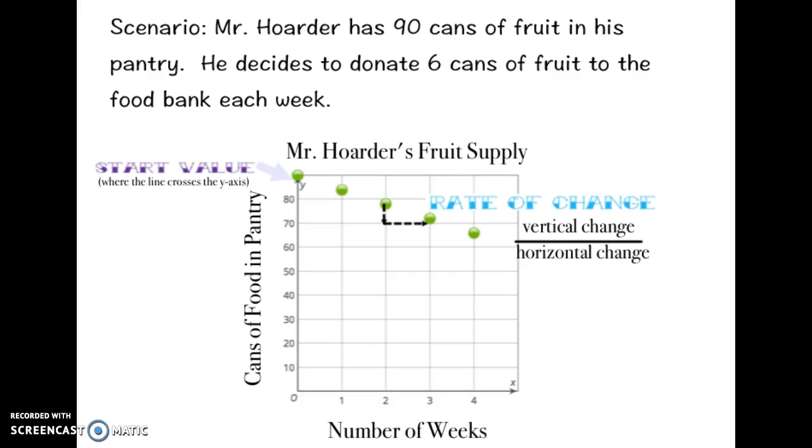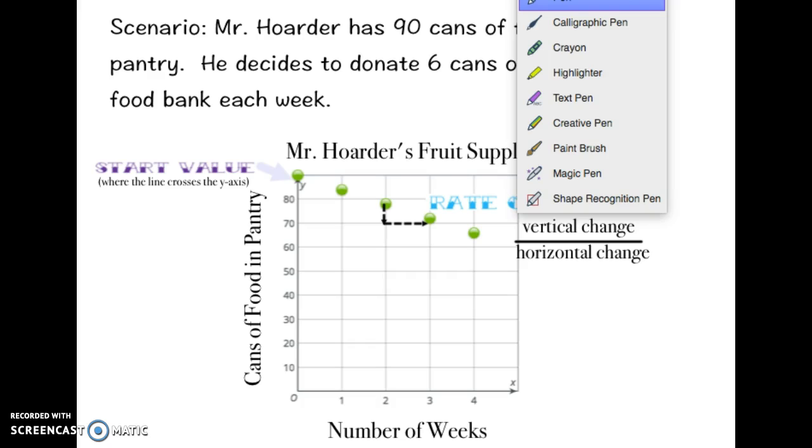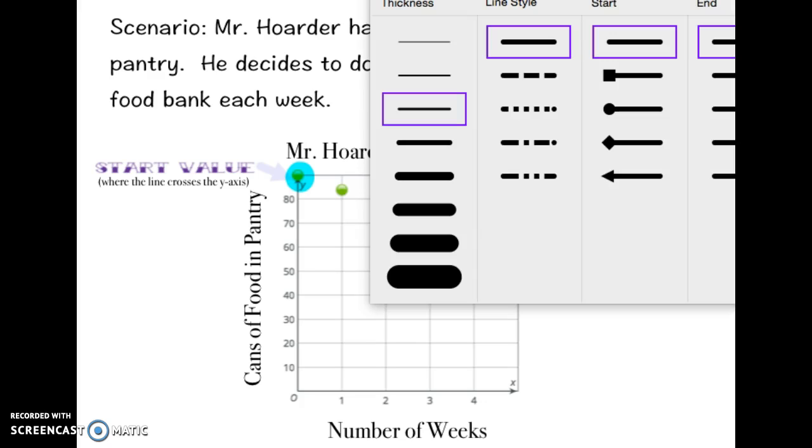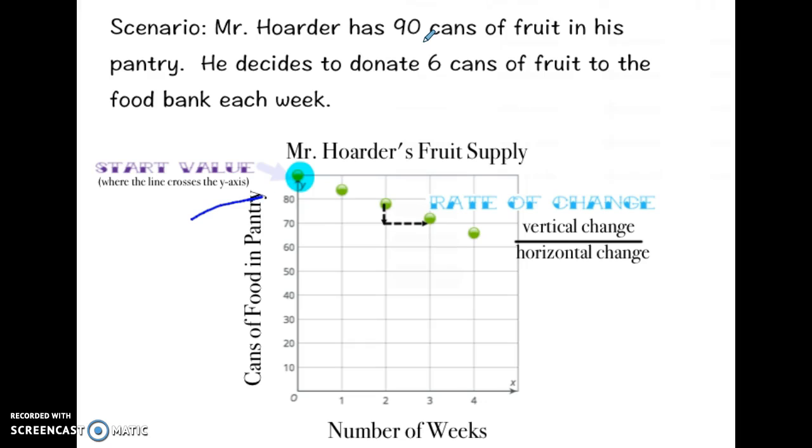All right, same scenario, but this time we're going to look at how to identify these things from a graph. When you want to identify the start value from a graph, check where the line crosses the y-axis. It's not different than before because it's the same scenario, but we can see that it's crossing right here at 90. The start value is still 90.